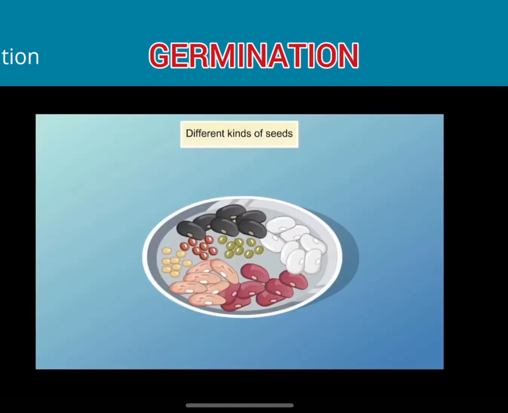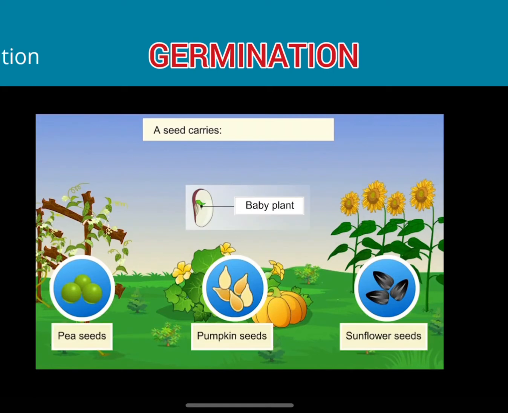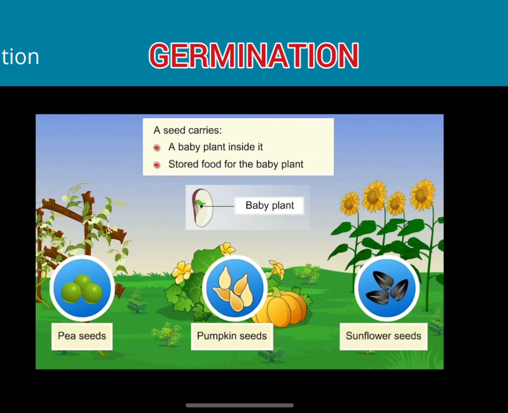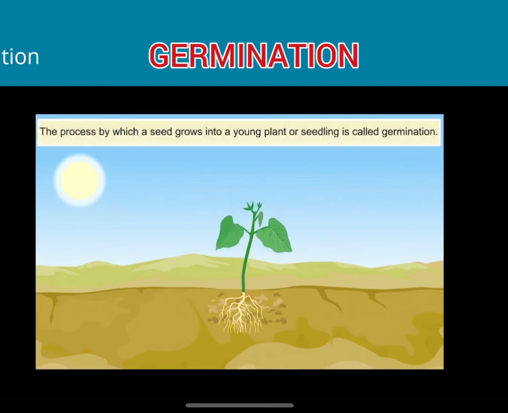These are seeds. They do not seem to move, breathe, grow, or show any characteristic of a living thing. A seed looks as if it has no life in it, but it actually carries a baby plant inside it. And it also carries stored food for the baby plant. In ideal conditions, a seed grows into a young plant. The process by which a seed grows into a young plant or seedling is called germination.